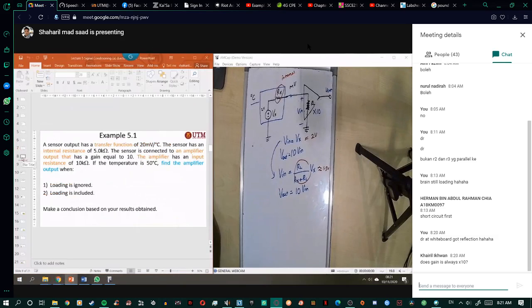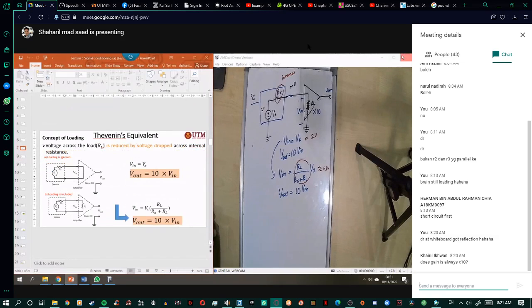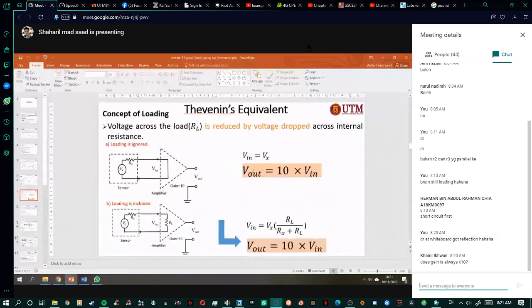Okay. Example 5.1. Before that, let me show you this one. This one is quite different from your slide. I have not updated the slide in the e-learning yet. But I want you to know the concept of loading.